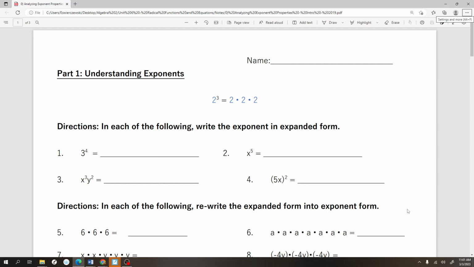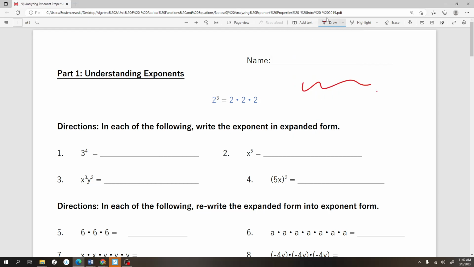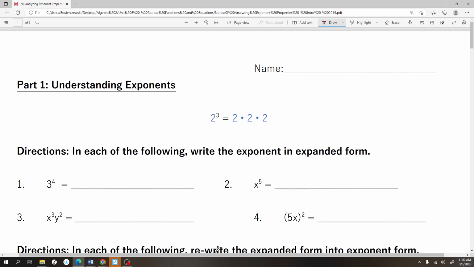Today we're gonna go over some exponent properties before we get into our new unit on radical functions. So we want to make sure we understand exponents. When I have an exponent, this is the exponent in this example here. Let me zoom in maybe. The exponent would be 3. The base would be 2. The exponent tells me how many times I need to multiply the base by itself. So 2 to the third power is 2 times 2 times 2.